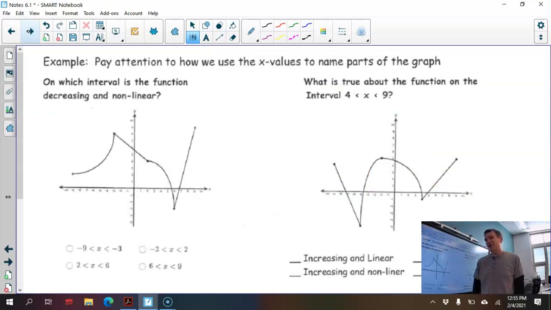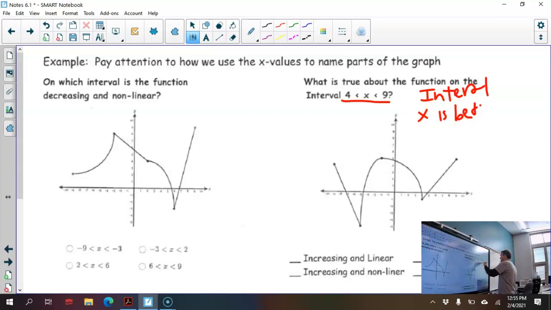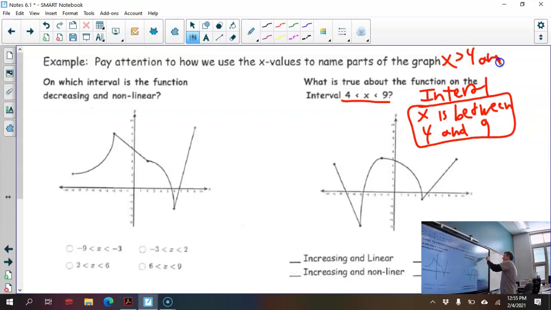Now, the first thing I want to make sure you know is, do you know what this means? I want to review that with you for a second. That is called an interval. It's telling you something about the x. It's telling you x is between 4 and 9. Technically it's saying x is greater than 4 and x is less than 9, which means x is between 4 and 9. It's a fancy way to write two inequalities. It's called an interval. So you need to remember that.